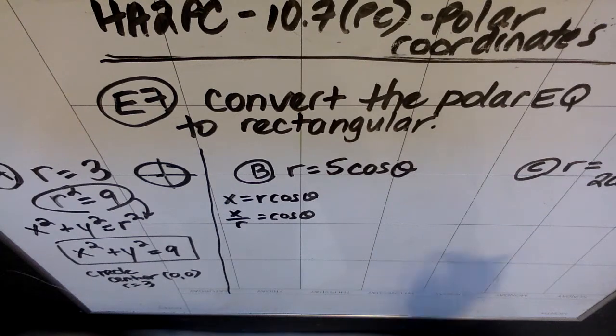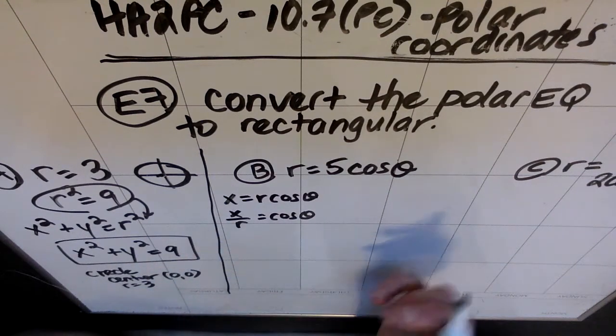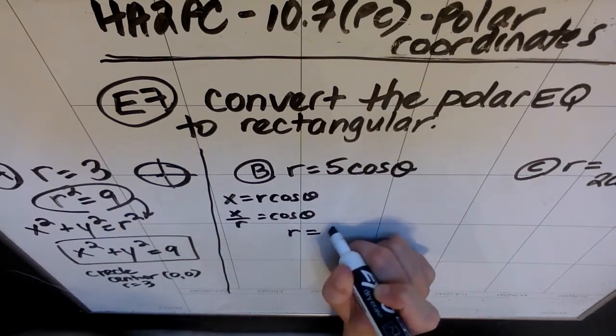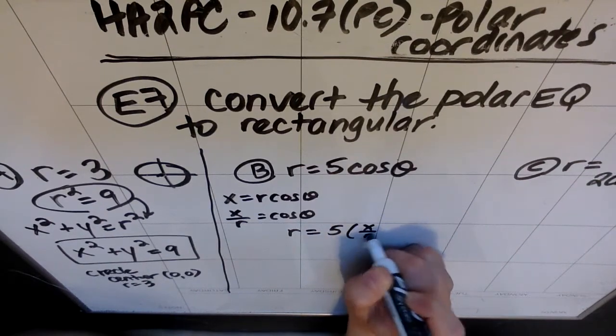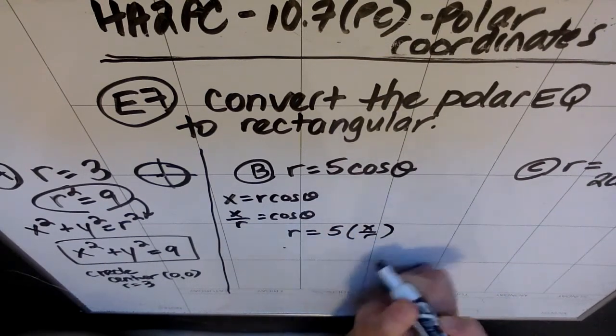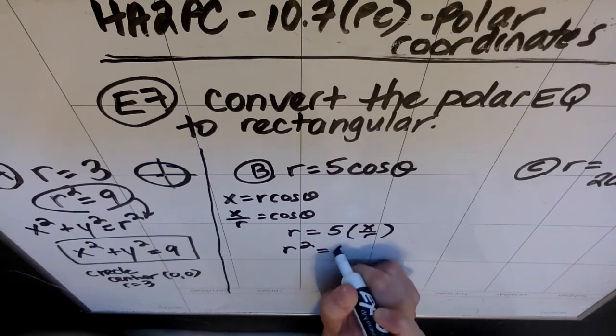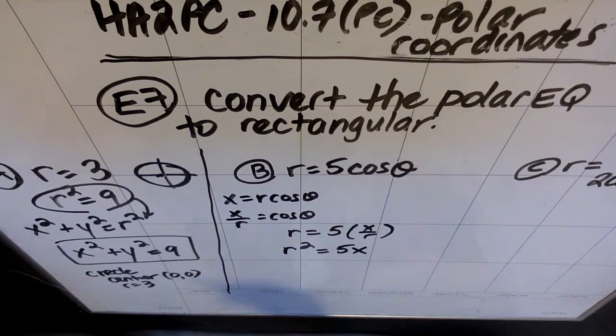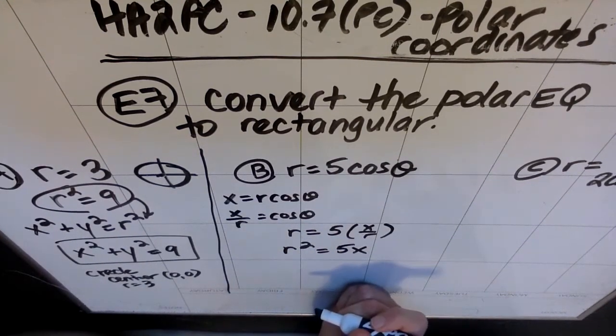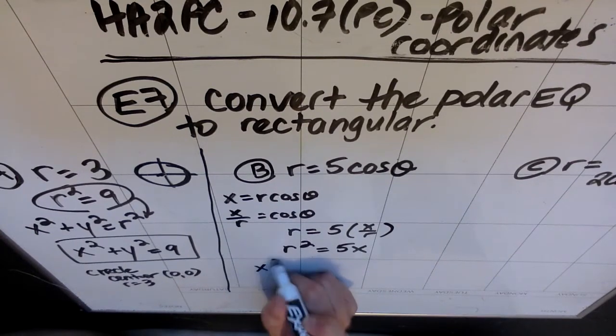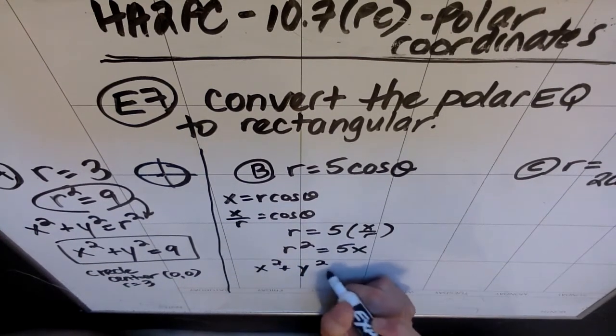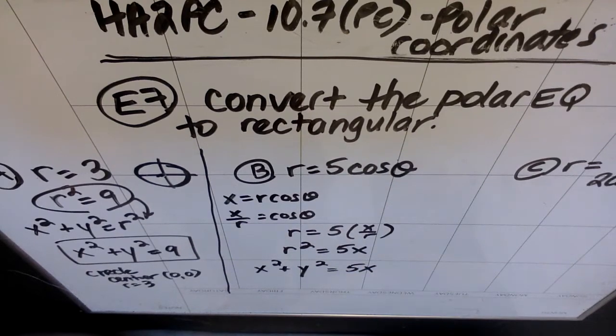So this is going to end up being a multi-step problem as opposed to the other one, which was pretty straightforward. So I'm going to have that r equals 5 times an x over r, meaning I'm going to get that when I multiply the r over, r squared equals 5x. Well, just like I saw in the last problem, I can replace r squared pretty easily. R squared is an x squared plus y squared equals a 5x.